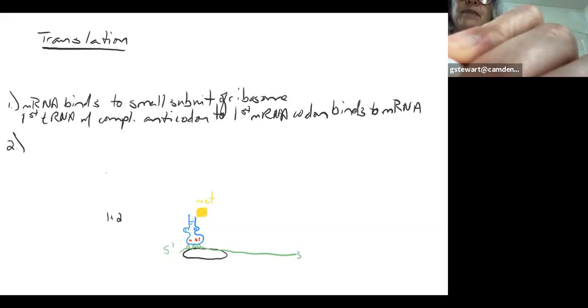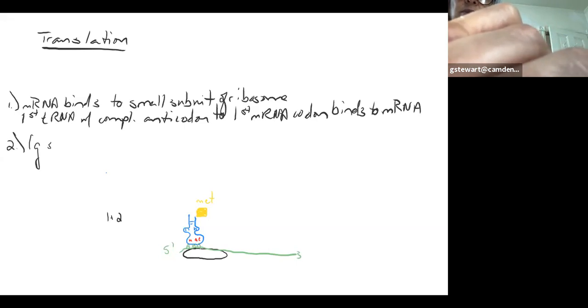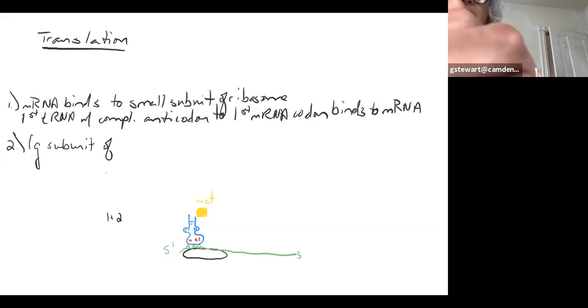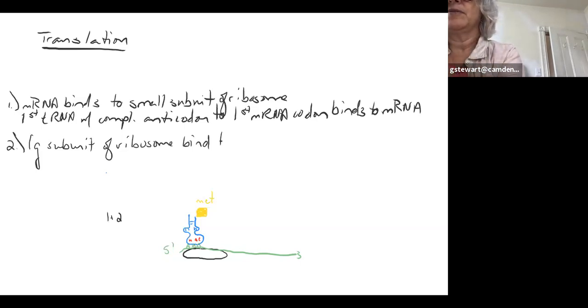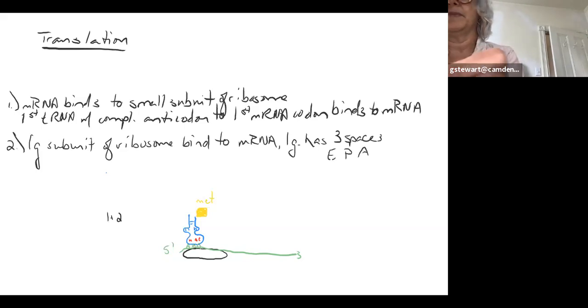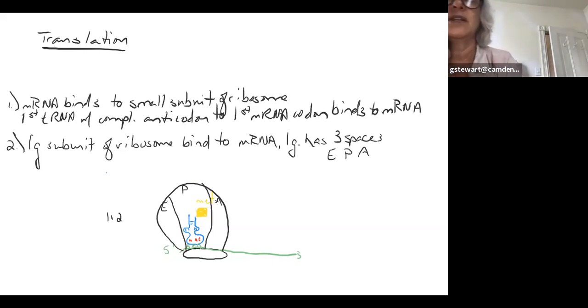Step 2, large subunit of the ribosome binds to message. Large subunit has 3 spaces, pockets in it, and from left to right, those spaces are titled E, P, and A. So I'm going to draw this here. Here's the E site, the P site, and the A site. And in this picture, the P site is the only site that has anything in it so far.